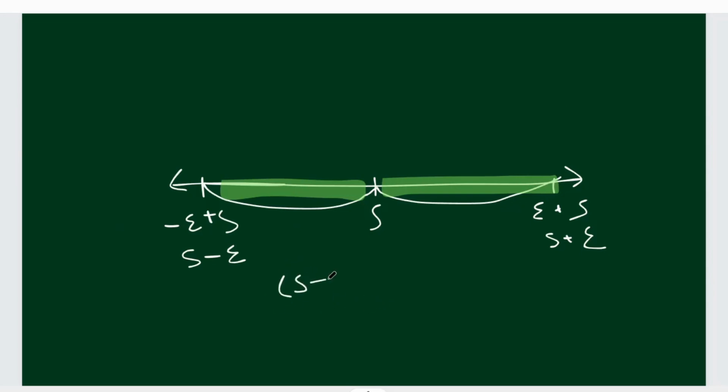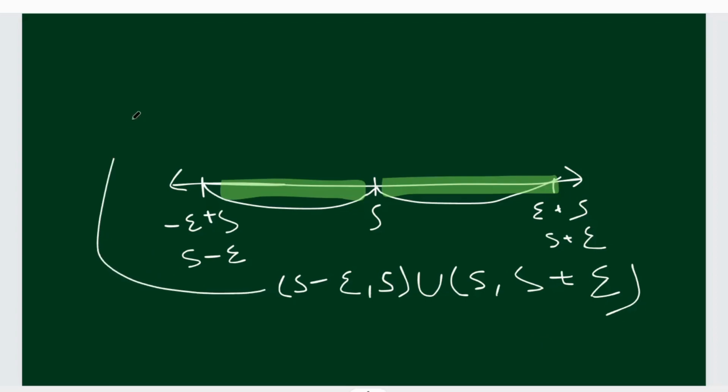5 minus epsilon, so that's this point, that's this place here. And then union, so like combined, 5 all the way to here, you see, 5 plus epsilon. Now, here's something to know. This round bracket means open bracket. This is an open bracket.